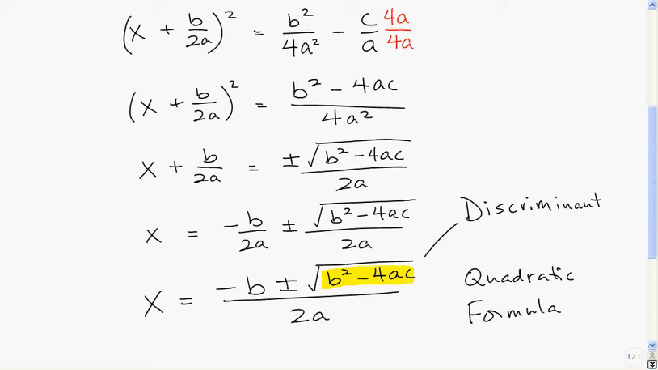Additionally, if the radicand is a perfect square, then the roots are going to be rational, which means we could have factored it in the first place. And if the discriminant is not a perfect square, but it's positive, that means we're going to get two irrational roots.